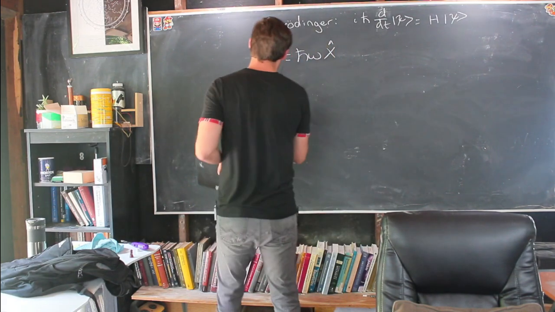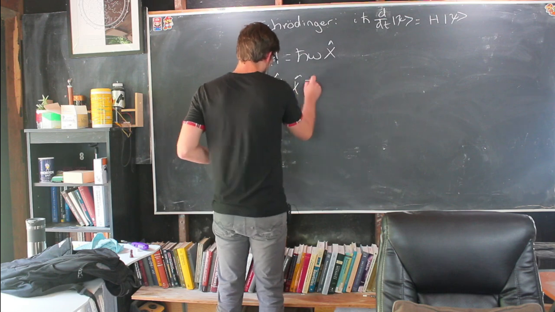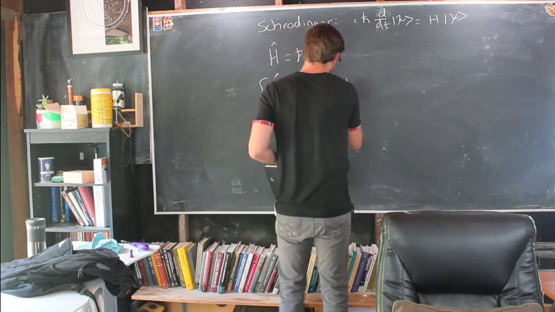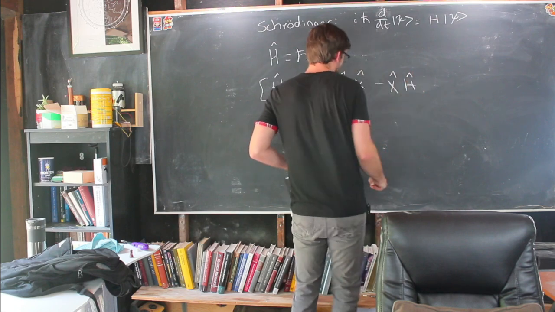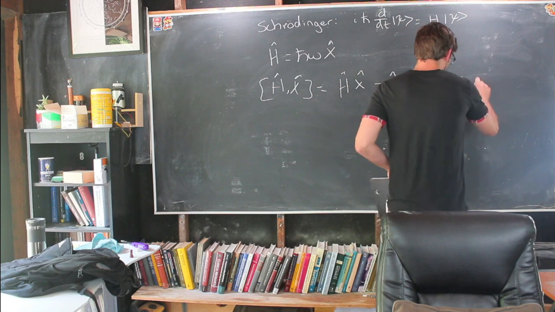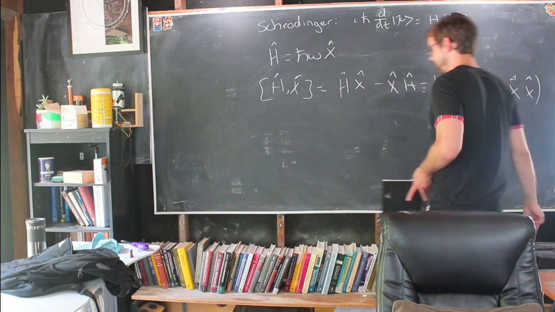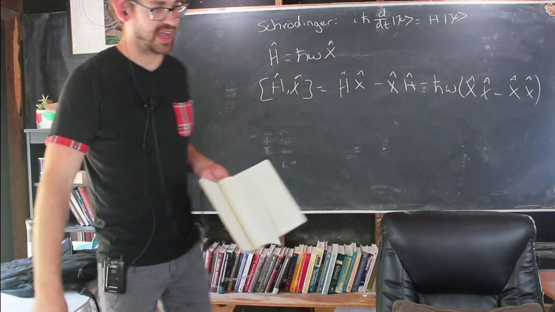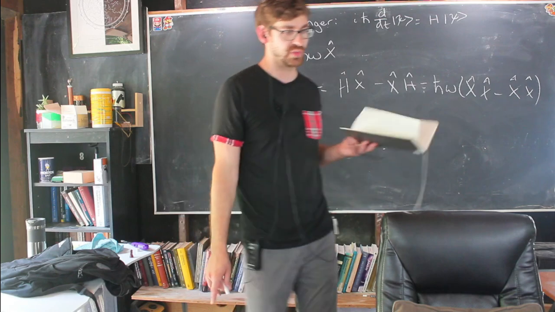Well, let's write it out really quickly. It's not too hard to see. Does it commute? Let's see. H, X minus X, H. What is H? Well, that's just going to be h bar omega times X. X minus X, X. Okay, so now it's obvious. No matter which way you write this, X will definitely commute with itself.